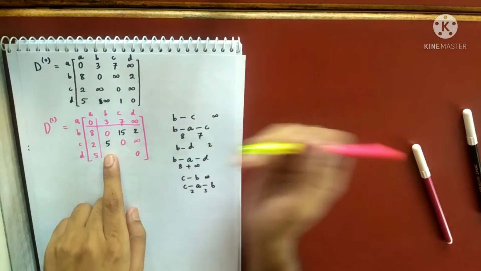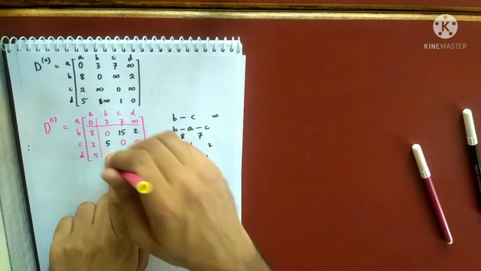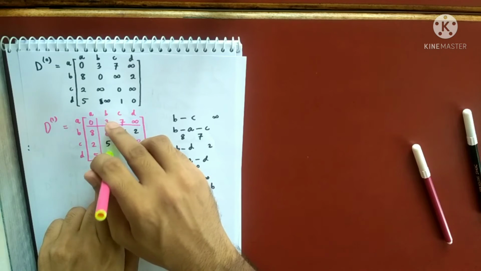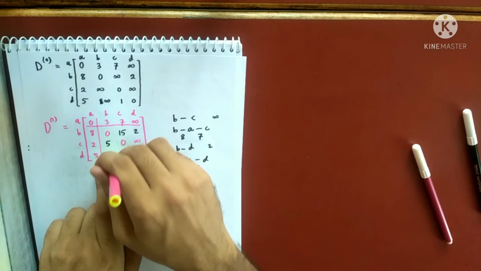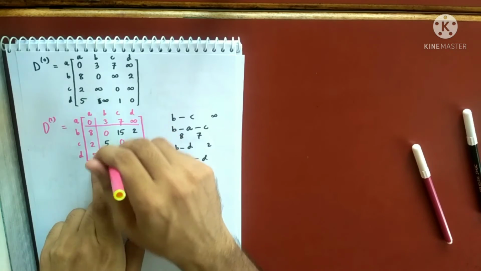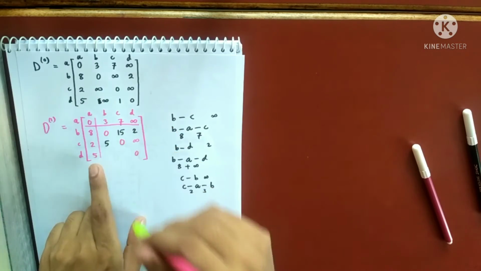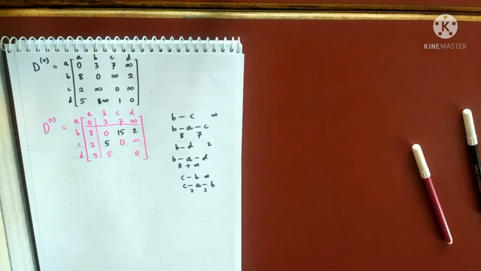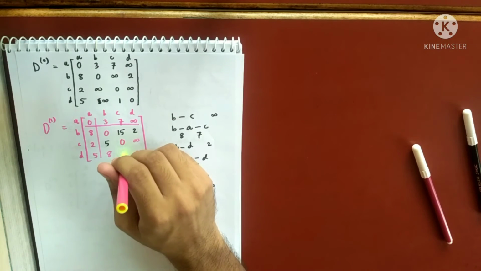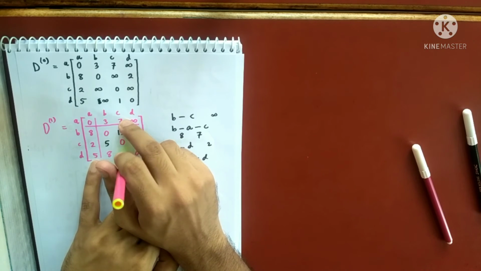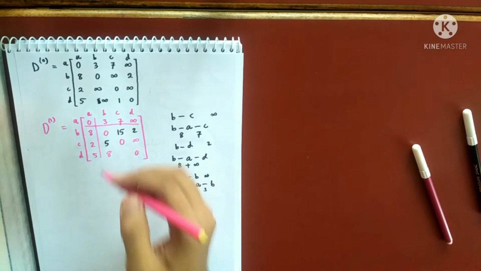See here, this place I want to know. Initially it was infinity. Now you have to sum up this number and this number, 5 and 3. Why? D to A and then A to B. 5 plus 3 is 8. Initially it was infinity, so it becomes 8 now. And lastly, this one is the sum of 5 and 7. 5 plus 7 is 12, but initially it was 1. So 1 remains as it is.